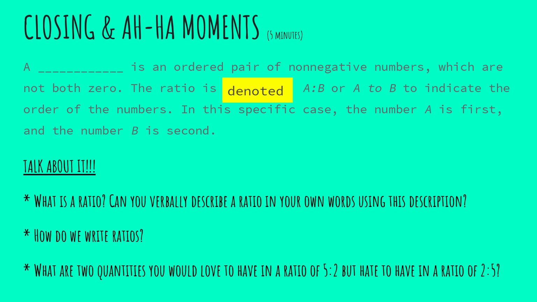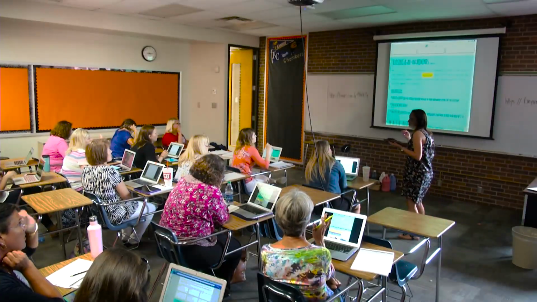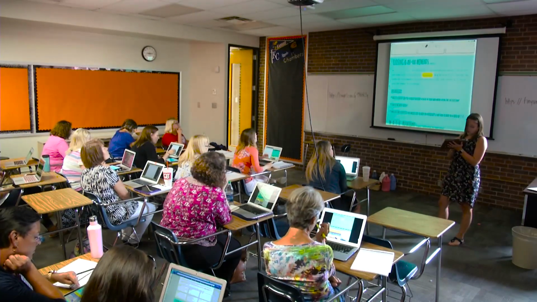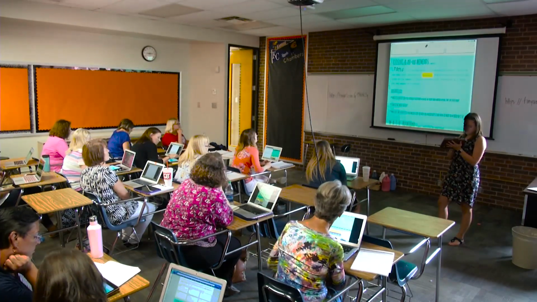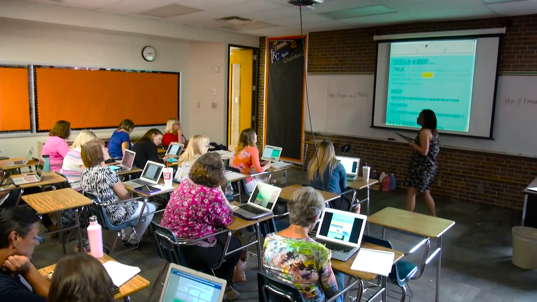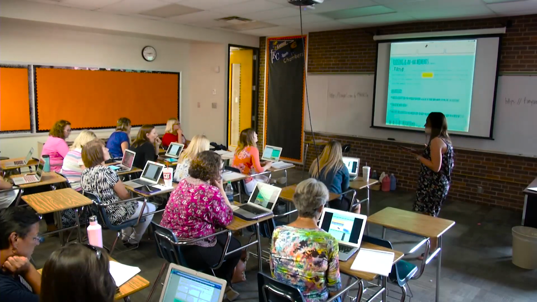And I'd probably ask my students to raise their hand if they think what word goes in that blank. If you think you know what word goes in that blank in that first sentence, raise your hand. What word goes in there? Ratio. So a ratio is an ordered pair of non-negative numbers which are not both 0. So neither number is going to ever be 0 when we're looking at a ratio.